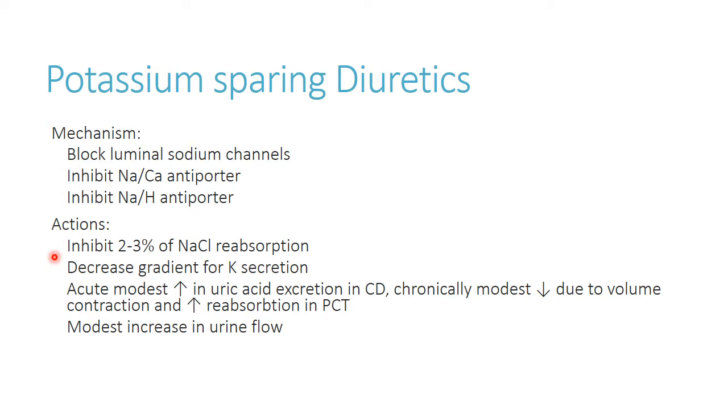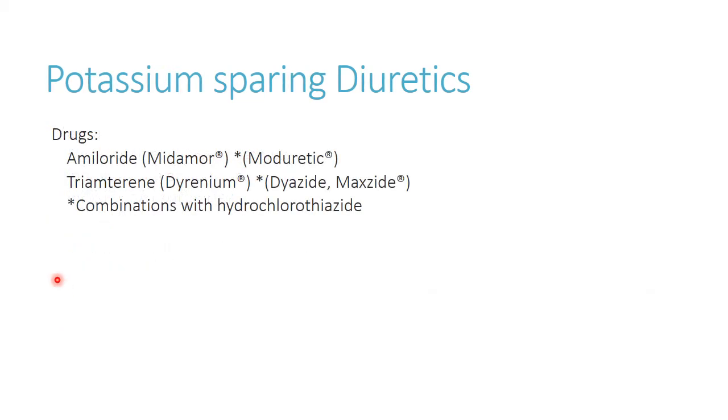Pretty minimal effect compared to loops and thiazides, as I mentioned, but can have a moderate increase in diuresis. The two main drugs in this category include amiloride and triamterene. You rarely see these being used by themselves, and typically you'll add them in with hydrochlorothiazide. So it's a common combination drug. You might say amiloride plus HCTZ or triamterene plus that.